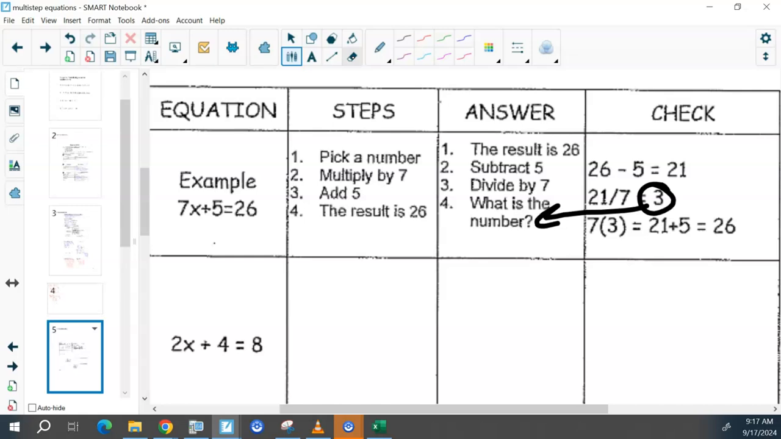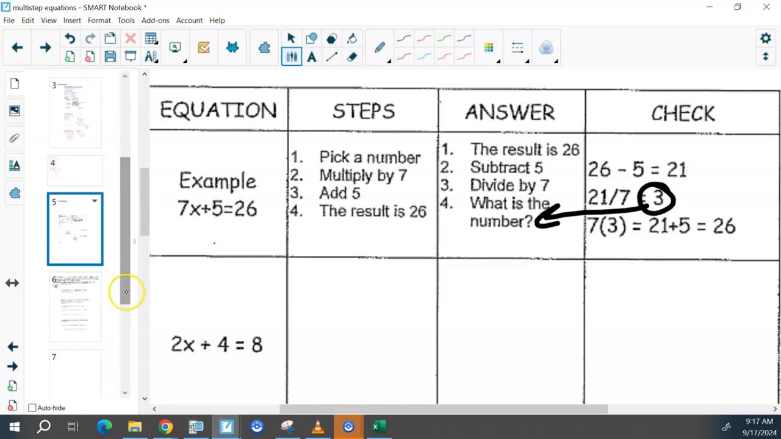If I put 3 in here, I get 21. If I add 5, I get 26, which was that result. So that works. So this is a different type of way of checking yourself by talking it out. So if that helps you or you like that, use that. We won't do much with that, but we are going to go on to the next page.